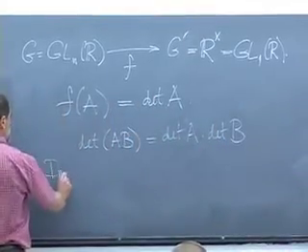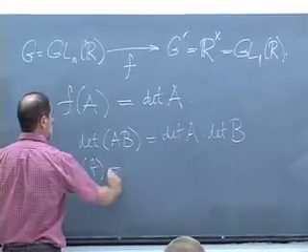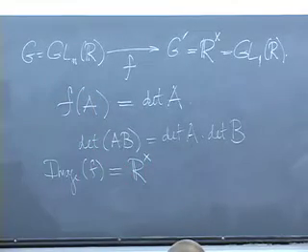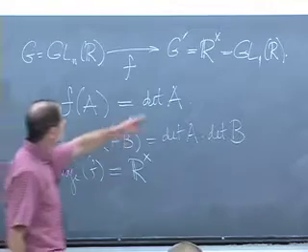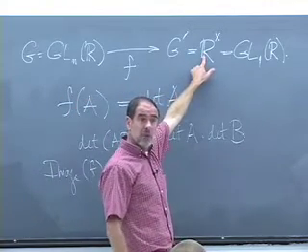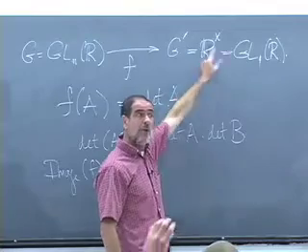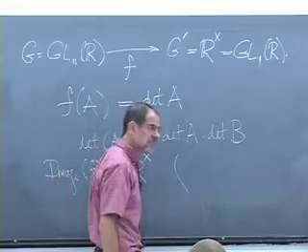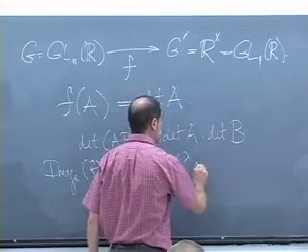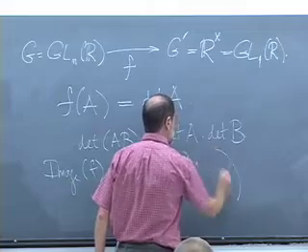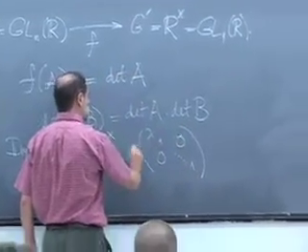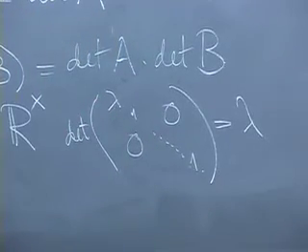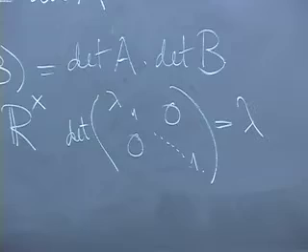This map has image all of R star, because you can get down a matrix with any determinant. So you have to prove that. If I want to hit some real number, can someone give me a matrix which has that determinant? You could take the identity with the first, the upper left. Exactly. If I want to make an element with determinant lambda, I take this matrix, and the determinant of this matrix is the product of the diagonal entries, which is lambda. Good. So that's the proof of the image.